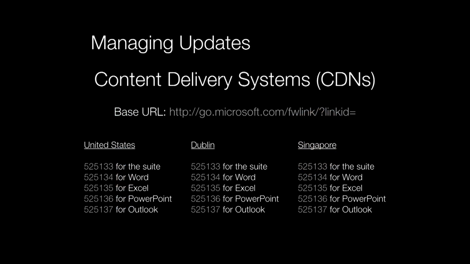And then depending on your location in the world, you're going to receive your updates from one of 3 content delivery systems that they have throughout the world. These full installers include the licensing components as well as the Microsoft AutoUpdate. So, Paul, can you tell us what a CDN is and what these numbers mean?